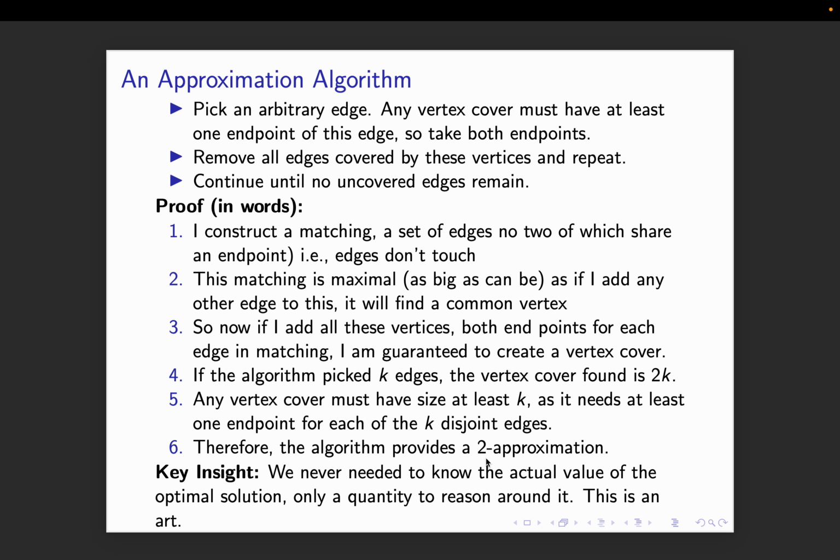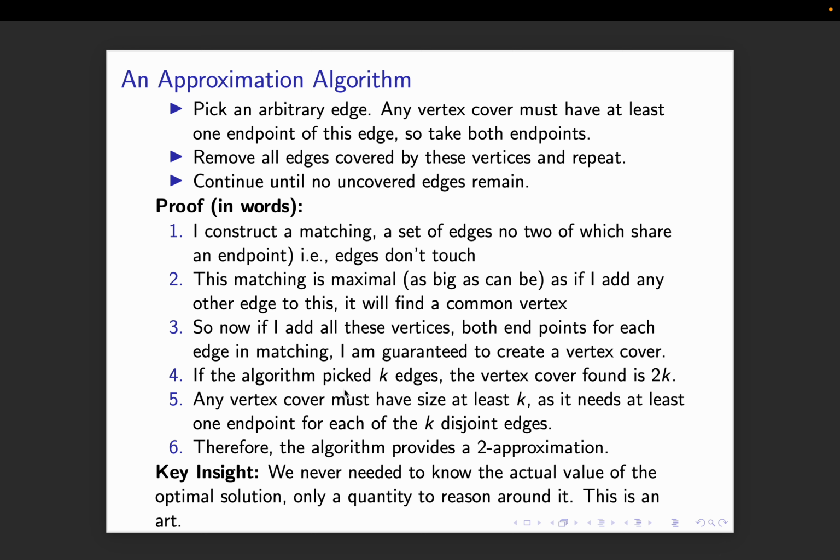So, a lot of words, a lot of hand waving, but the key insight here is we never needed to know the actual value of the optimal solution. We only needed a quantity to reason around it. And finding this quantity in an analysis is an art. And this quantity in this particular example was this matching of k edges.